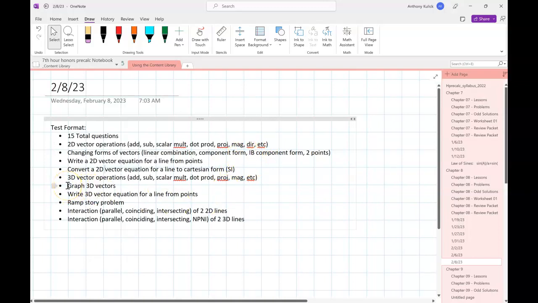You should be able to graph a 3-dimensional vector. You should be able to write a 3-dimensional vector equation for a line from points. You should expect to see one of those ramp story problems. And then you should be able to do these intersection problems for 2-dimensional lines and 3-dimensional lines that we've been talking about here the last class. That's kind of the rundown there.